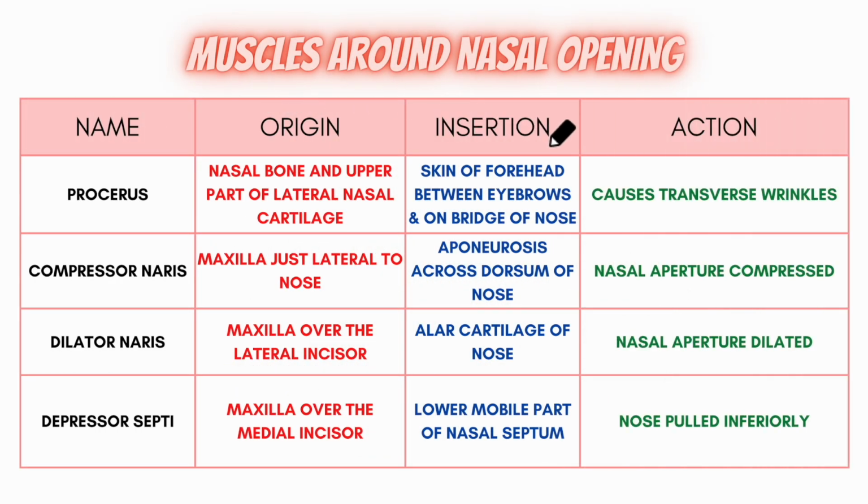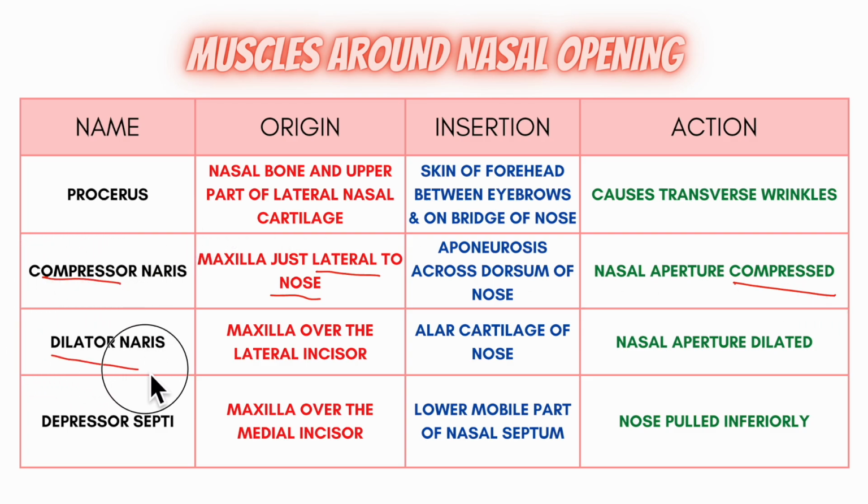To concise the muscles around the nasal opening, we learned about procerus. It originates from the nasal bone and upper part of the lateral nasal cartilage. It inserts on the skin of the forehead between the eyebrows and on the bridge of the nose. The action of procerus muscle is that it causes transverse wrinkles. Now the compressor naris originates from the maxilla just lateral to the nose. It inserts on the aponeurosis across the dorsum of the nose, and its action is that the nasal aperture is compressed, as it is a compressor naris.